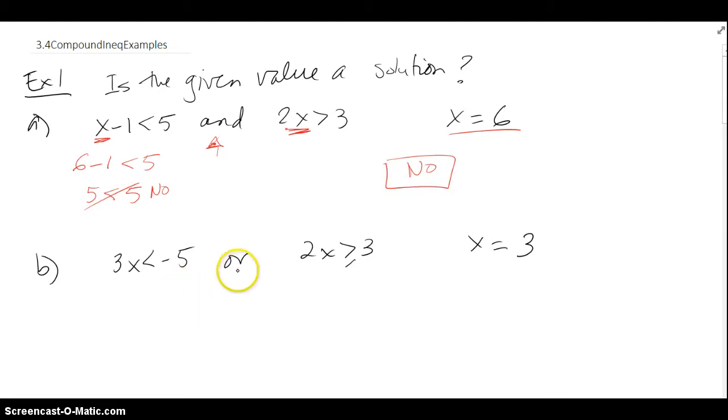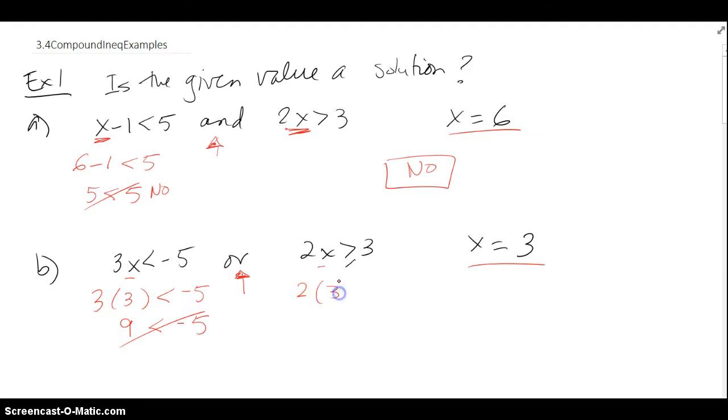Next one is an OR problem. And the question says, is x a solution to this compound inequality? So we're going to plug in the 3 into the x's. And in the first piece we get 9 less than negative 5, and that's a no. 9 is not less than negative 5, but since this is an OR problem, I have to go check the second one to see if maybe it works at least for that one, because remember the OR problem says either for this or this could be okay.